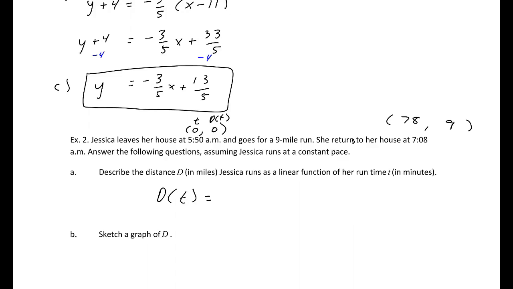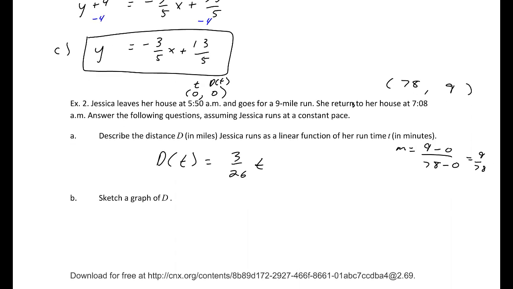So our distance, actually our slope, let's find our slope here. That is 9 minus 0 over 78 minus 0. So our slope is 9/78, which reduces to 3/26. Now the y-intercept is actually (0, 0). It's the origin, because at time 0, the distance she's traveled is 0.